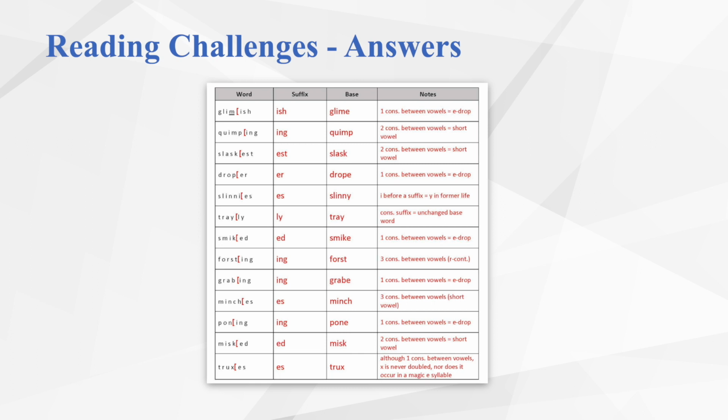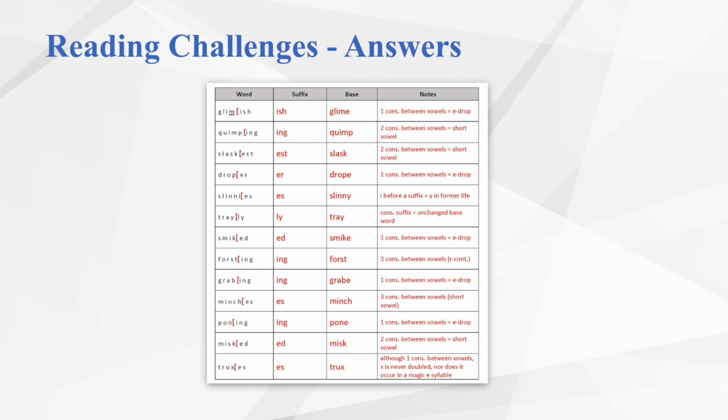Continuing on, we've chopped off suffix ly. That's a consonant suffix, so we likely don't have any work to do, and looking back at the base word, it ends in a vowel team, ay. So yes, that's a pretty safe bet. Our base word was tray. Our word is trayly. For the next one, we see suffix ed, a vowel suffix. We count one consonant between the vowels, then the base word was smike, where it becomes smiked.